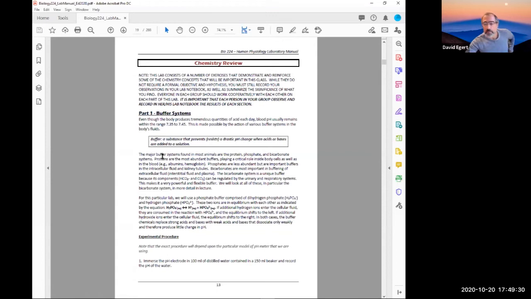Chemistry review. So what I'm gonna do now is go through the different labs. For each of them, I'll try to bring up the main points and maybe quiz you a little bit to make sure that you're getting them. Like for the buffer system, what was the take-home message we saw in doing part 1 of the chemistry review?